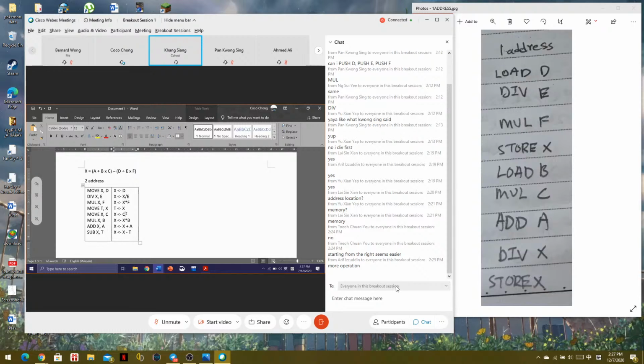Okay, so I store C to X and then multiply X with B. That means multiplying C with B. And then add them with A. So the right part is completed. After that, I minus X and T. Minus X.